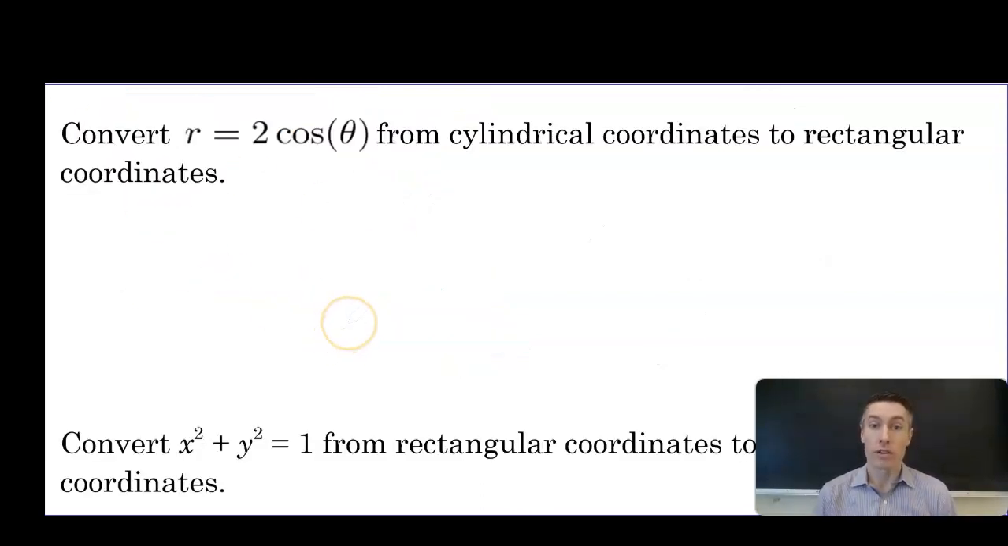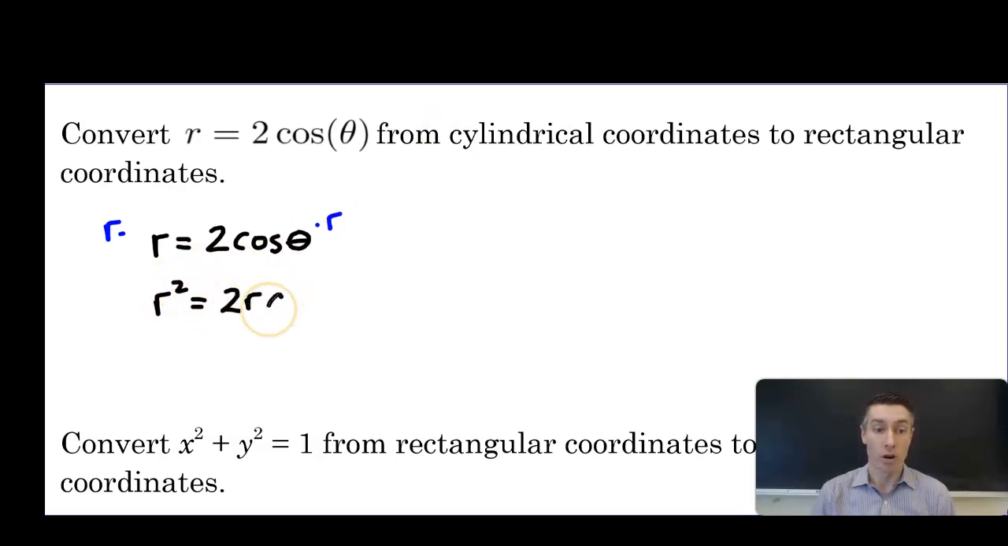And then we have two other surfaces that we're going to convert. So convert r equals 2 cosine theta from cylindrical coordinates to rectangular coordinates. In order to convert this, we need to identify those conversions. So r squared, r cosine theta, r sine theta. And we don't have any of those right now. But what we can do is multiply both sides of this equation by r. And that's going to give us r squared equals 2r cosine theta. Now we can substitute the conversion equations, x squared plus y squared equals 2x.